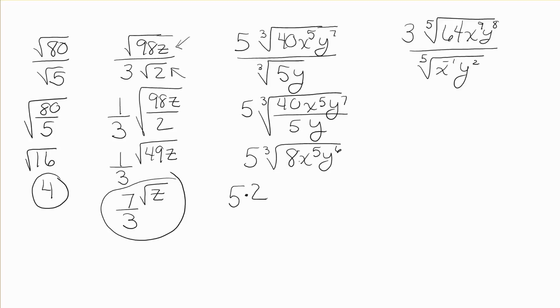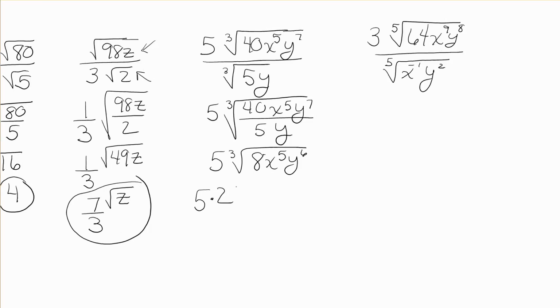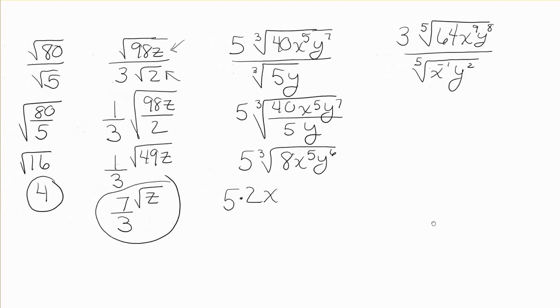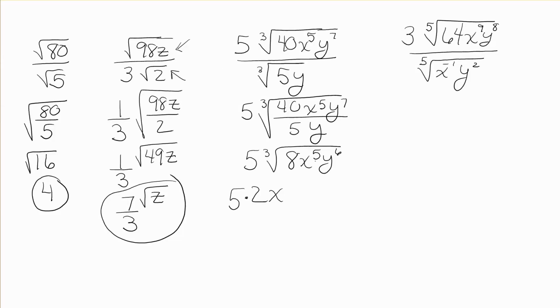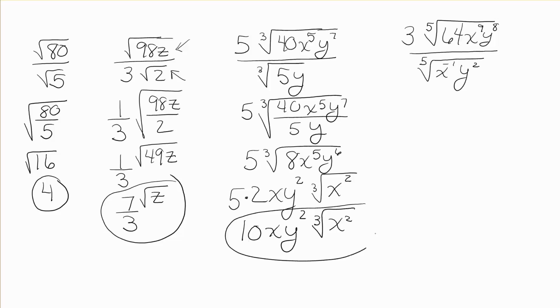I have one group of 3 in those 5 x's, so I'll pull out 1 x. I have 2 groups of 3 in y to the 6th, so I'll pull out 2 of those y's. And what's left over? Well, that 8 is gone, it was a perfect cube. I have 2 x's left over, and I have no y's. So let's just simplify out here. 5 times 2 is 10x, y squared, cube root of x squared. Final answer.